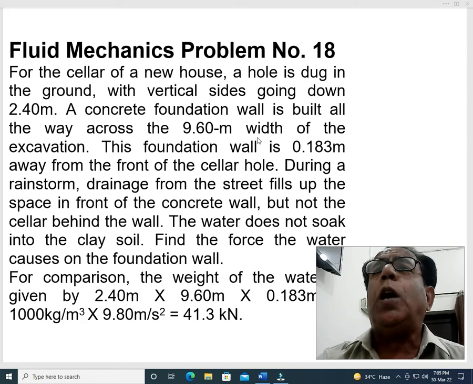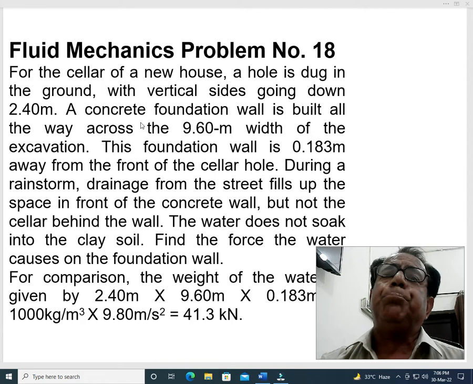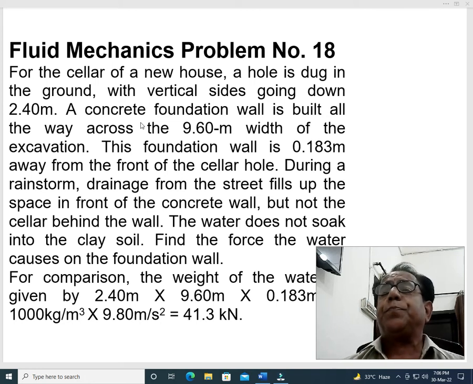For the cellar of a new house, a hole is dug in the ground with vertical sides going down 2.40 meter. A concrete foundation wall is built all the way across the 9.60 meter width of the excavation. This foundation wall is 0.183 meter away from the front of the cellar hole. Dear students, so far three quantities have been mentioned: 2.40 meter, 9.60 meter and 0.183 meter.